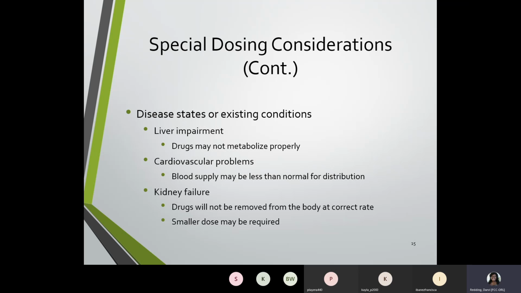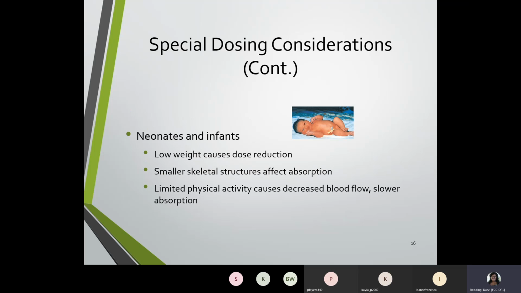People who have cardiovascular problems, there are different things where people have issues with blood pressure, or maybe they have AFib. So the blood supply may even be less than normal for distribution. So these are things to consider. A person whose kidneys are failing, the drugs will not be removed from the body at the correct rate. So whatever medication is being prescribed, a smaller dose might be required. So these are just some examples of some special dosing considerations.